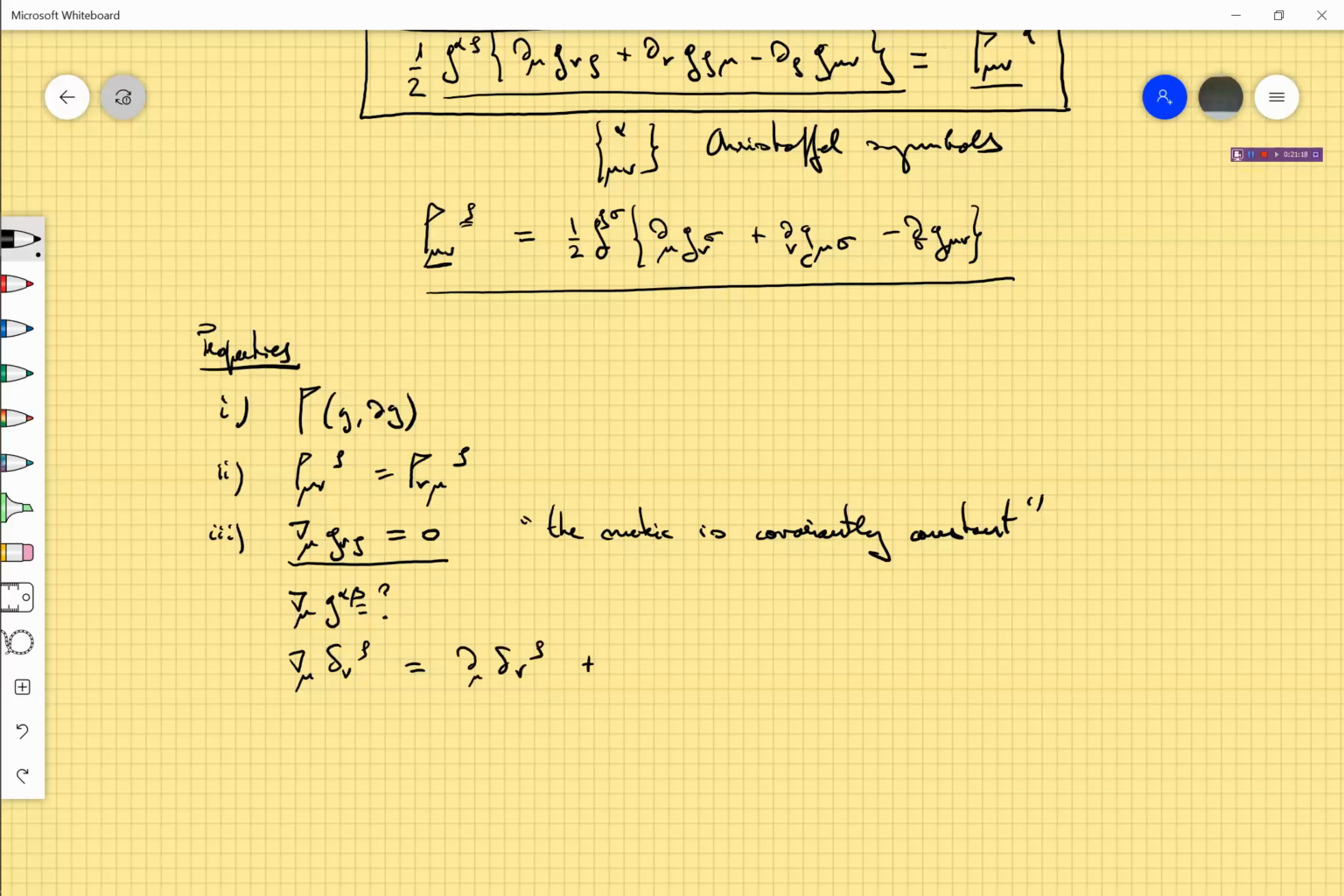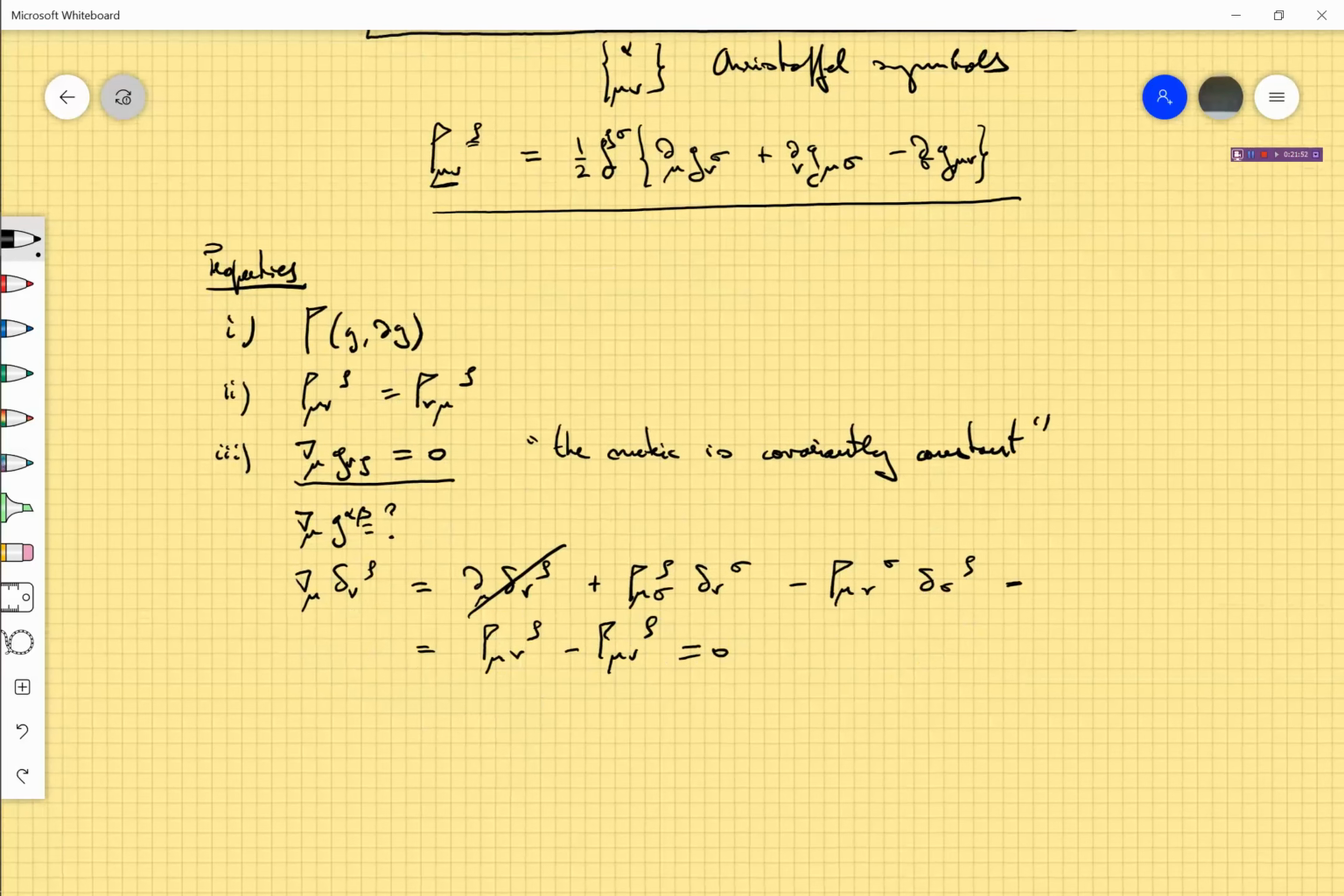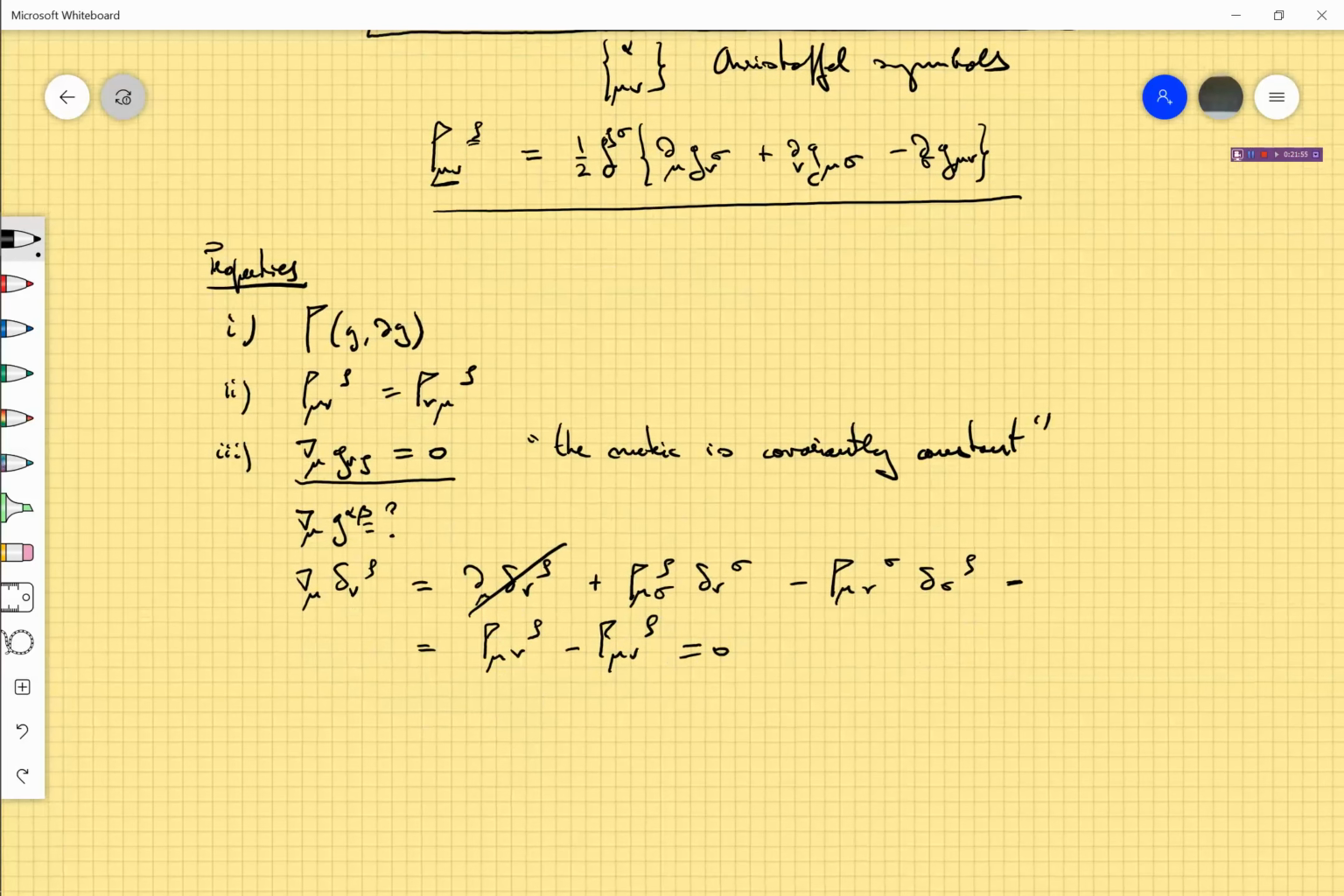it has a term with a plus, rho, mu, and something to sum over, and a term with a minus, mu, sigma, delta, sigma, rho. This is 0 because the delta is constant, and this term is mu, rho, and the second term is mu, and rho. So it is 0. So the Kronecker delta is constant and also covariantly constant.